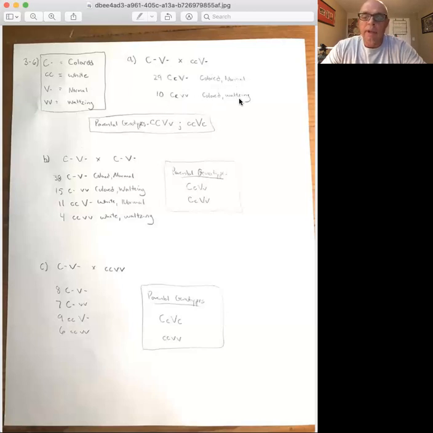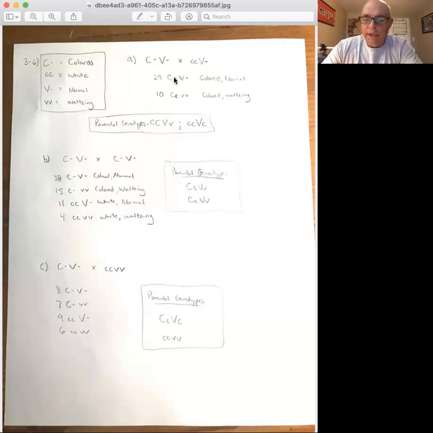Out of that mating, you get 29 colored normal mice and 10 colored waltzing mice. So all you have to do here is say, okay, here are the phenotypes of the progeny. Colored normal, draw out the genotype for the colored normal, right? That would be big C dash, big V dash, because you don't necessarily know, but we're going to look at how we do know. For the 10 colored waltzing, big C dash, but you know waltzing is little v, so you know there's a little v there.